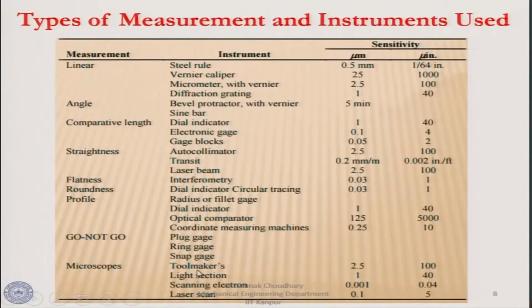Microscopes, there are tool maker's microscope, light section microscope, scanning electron microscope, and the laser scanning. So, here also you can see that their sensitivity in microns will be different. Laser scanning, of course, the sensitivity is high, but scanning electron microscopes, of course, are the best in terms of sensitivity here.